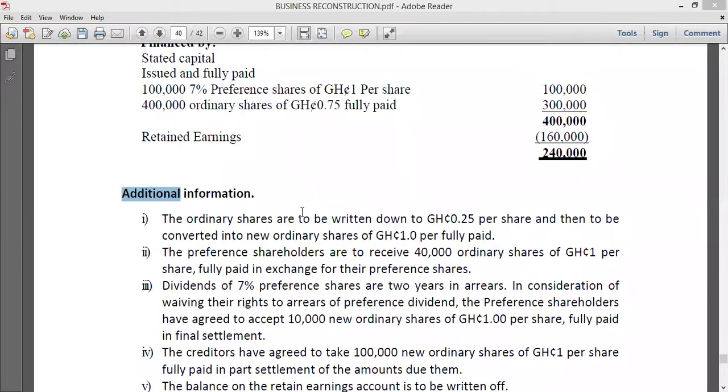Note 3 states that dividend of 7% preference shares are 2 years in arrears.